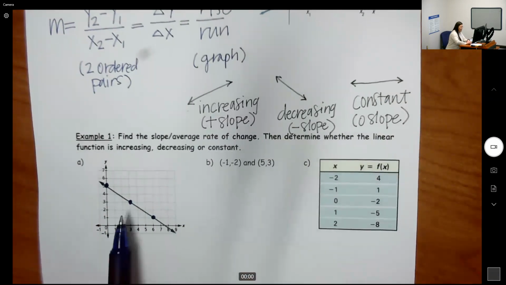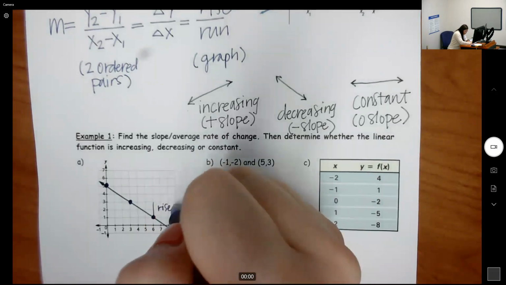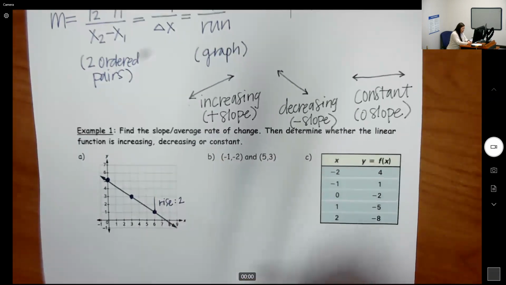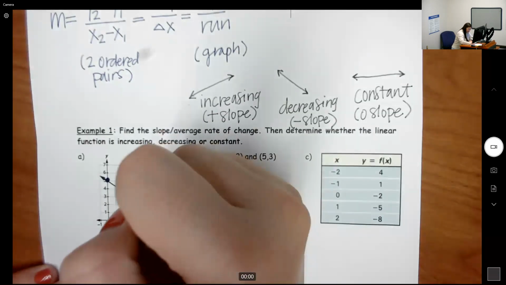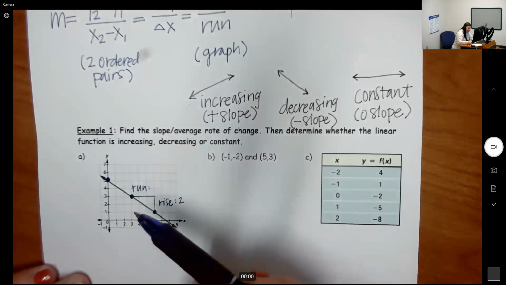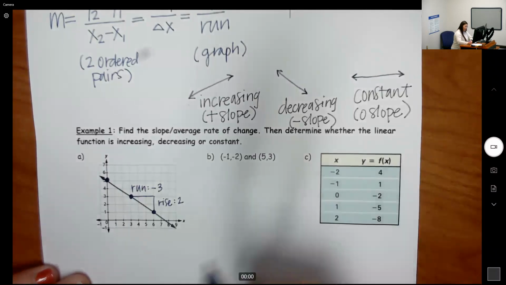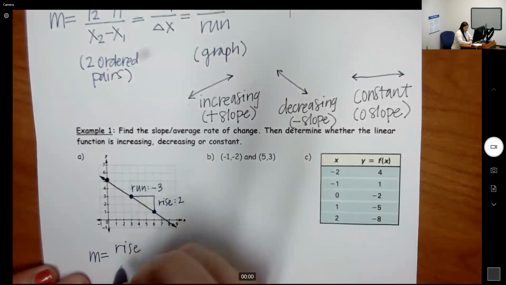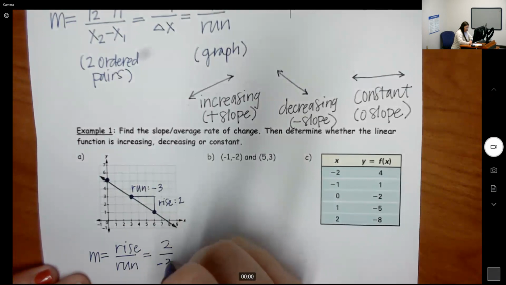So if I go from the bottom point to the middle point, I am rising 2 and I'm going up, so it is a positive 2. And then my run right here is 1, 2, 3, and because it's going in the negative direction, my run is a negative 3. So therefore, my slope, if I'm using my formula of rise over run, is 2 over negative 3.